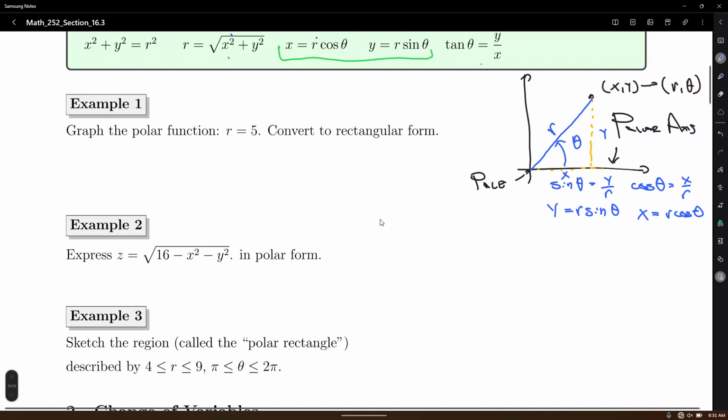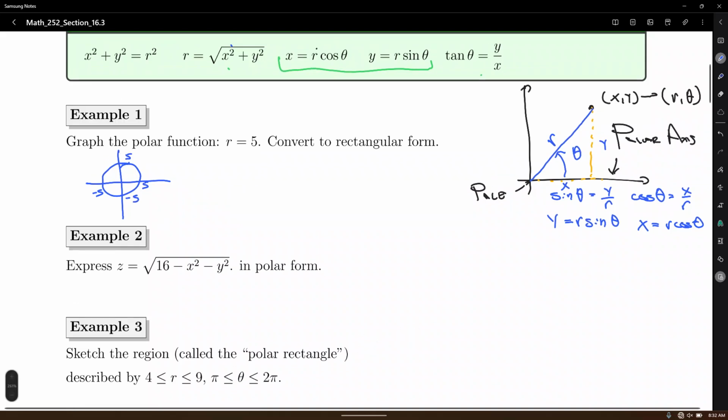You may argue that an ellipse also has radii, but in that case there's a major radius and a minor radius, not a unique radius. It's only a circle. So this is really a circle of radius 5. Just draw the circle through -5, 5, -5, and 5. Now convert this equation to rectangular form. So you know that r equals 5.